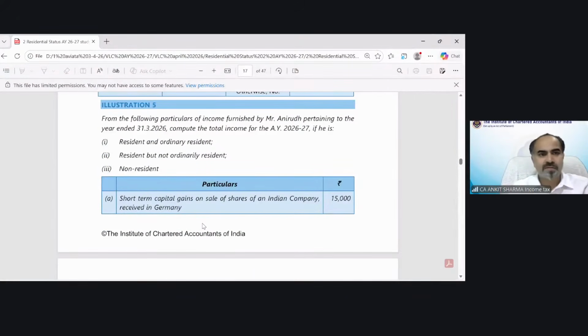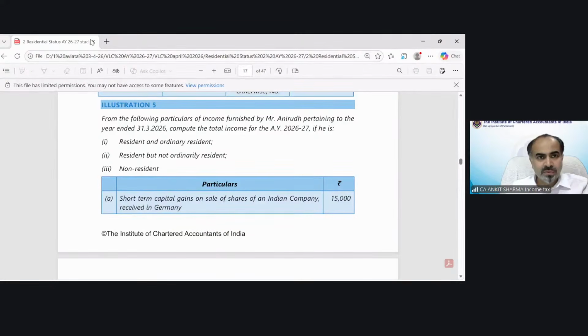Okay, illustration number 5. We are discussing illustration number 5. From the following particulars of income furnished by Mr. Anirudh pertaining to the year ended on 31st March 2026, compute the total income for the assessment year 26-27 if he is a resident and ordinary resident, resident but not ordinary resident, and a non-resident. So we have to see what kind of income is going to be taxed in his hand. So one by one we will solve it.